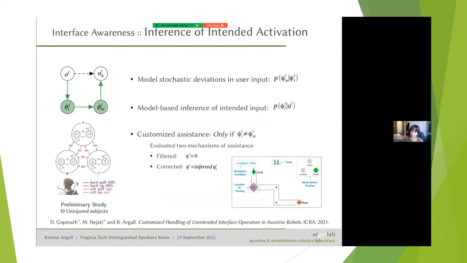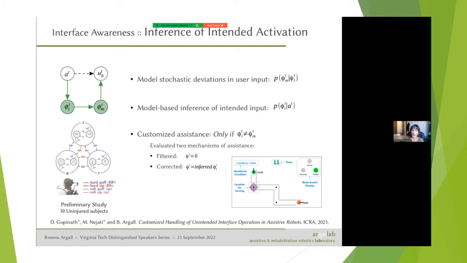We evaluated two mechanisms of assistance. We had a filtered mechanism where, if there's a mismatch, we just block the control signal and do nothing. And then another one where we corrected it to what we thought they wanted to do. We evaluated it within this very simple virtual environment with a preliminary study with 10 uninjured subjects operating the sip and puff.